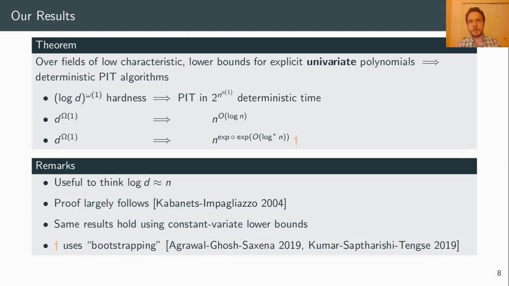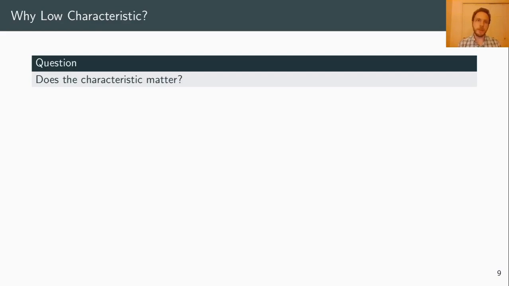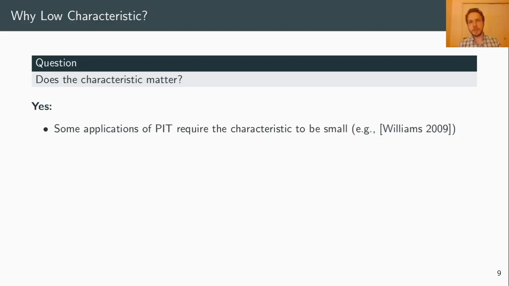So this is the main result we're going to prove in this talk, and I want to take a step back and ask, why should we focus on this in the first place? And generally, when you're studying the complexity of these algebraic problems, you can ask yourself, does the characteristic of my field matter? And sometimes the answer to this question turns out to be yes. So for example, there are applications of PIT where the characteristic is required to be small. For example, there's a paper of Ryan Williams from 2009 that designs randomized algorithms for this k-path problem. And there, the application of PIT really requires the characteristic of the field to be 2.